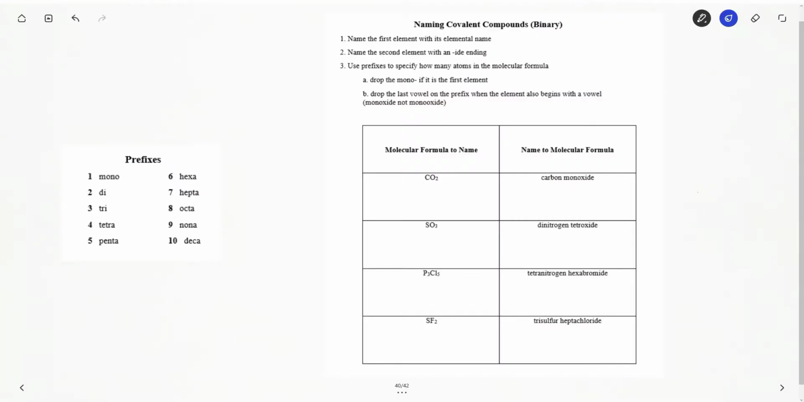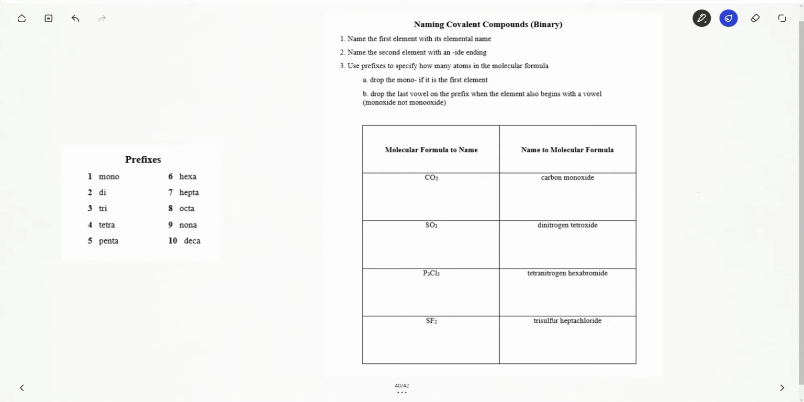Before we jump into the naming, of course, let's go over our rules for naming these compounds. The first rule is we are going to name the first element with its elemental name. Now notice this is different from ionic. The first element is not a cation because these are covalent compounds, not ionic compounds. However, we are still going to name the first element with its elemental name. The second element, we are going to change the ending to IDE. Again, very similar to ionic, however, these are not cations and anions anymore.